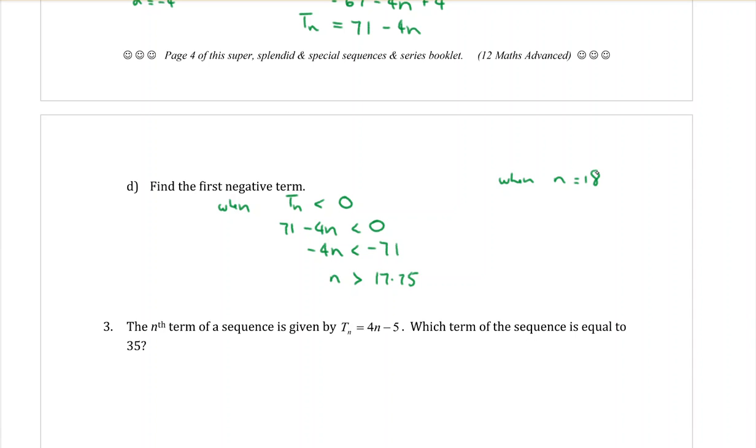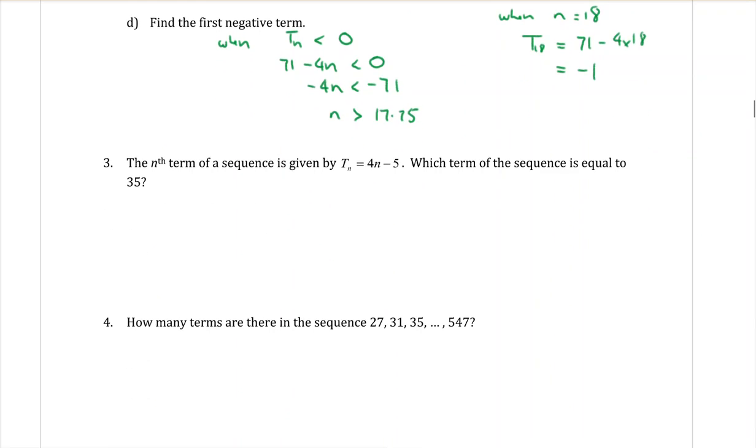negative term is. And I had to sub the 18 back into my formula to find out what the term is. So that will be t of 18, term 18, is going to be equal to, I'm subbing it into this one here, 71 minus 4 times 18. Anyone get it? Negative 1. First negative term is negative 1. Okay, that's the end of question 2.